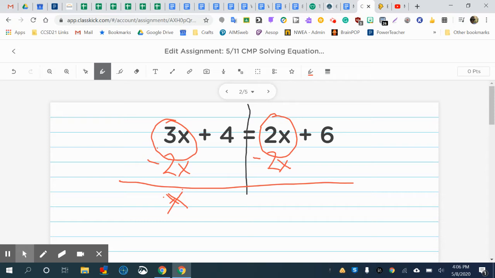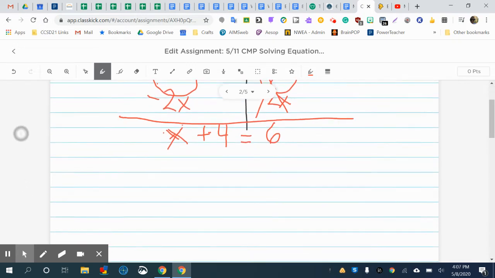I still have a plus 4 on my left side. I still have an equal sign. 2x minus 2x cancels out and equals 0. And so all I'm left with on the other side is 6. So now I have x plus 4 equals 6.